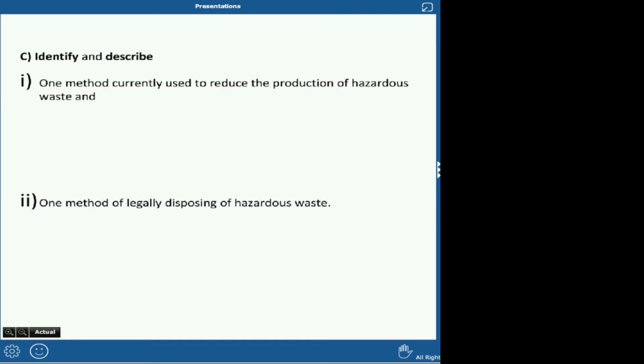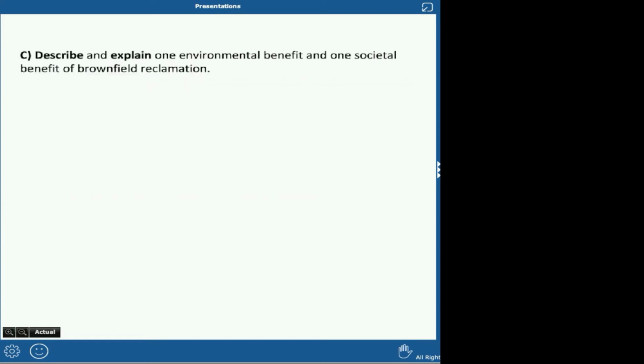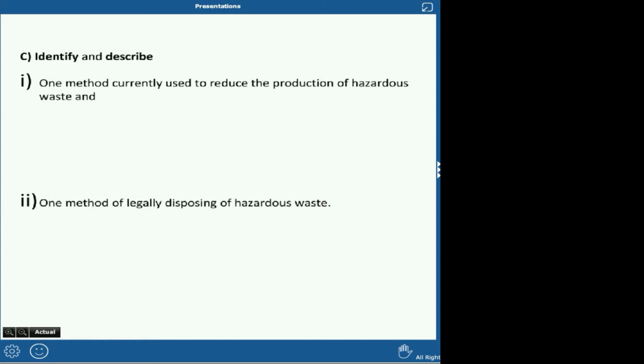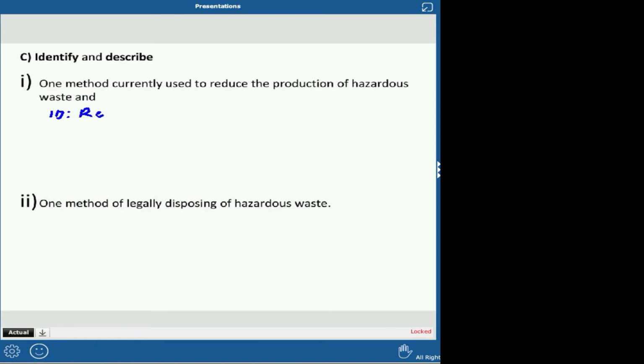And then this is the last part. I think it should be part D, actually, because the last one was C. But anyway, it wants us to identify and to describe. So that means we will get a point for identifying and a point for describing, usually. Okay. So we can identify a method currently used to reduce the production of hazardous waste and a method of legally disposing of hazardous waste. So our identification would be reusing materials.